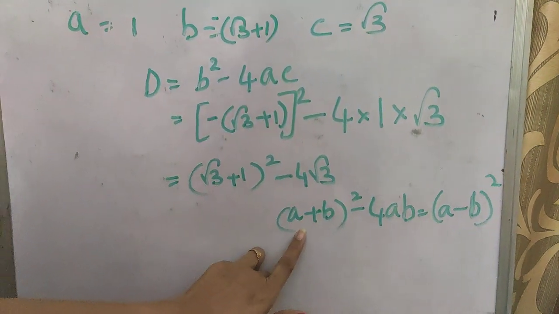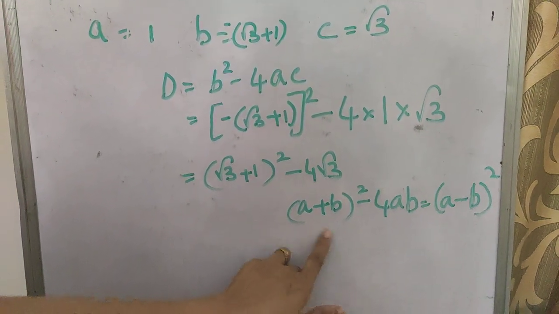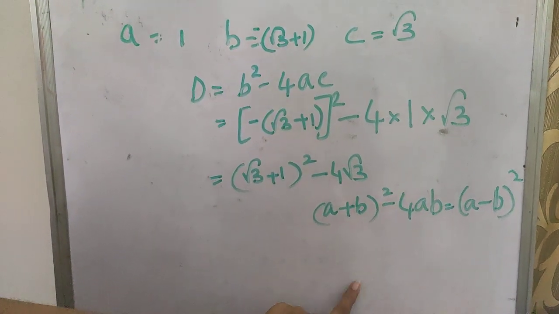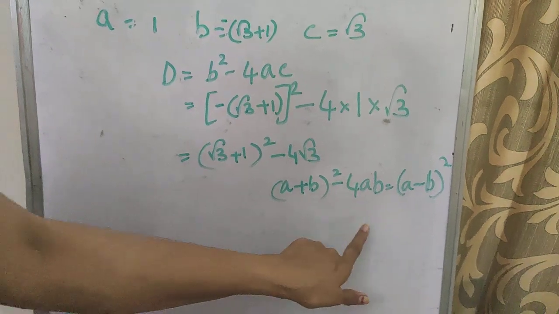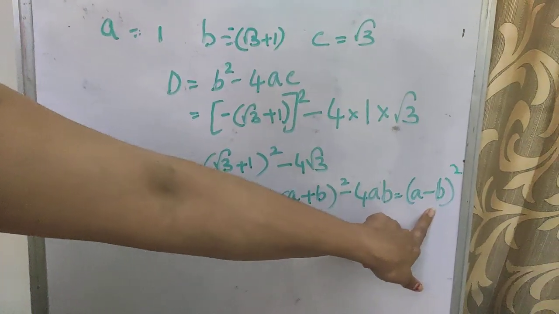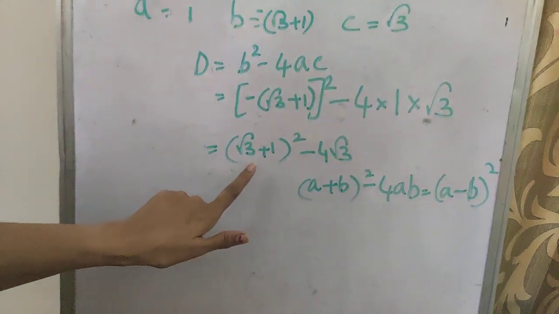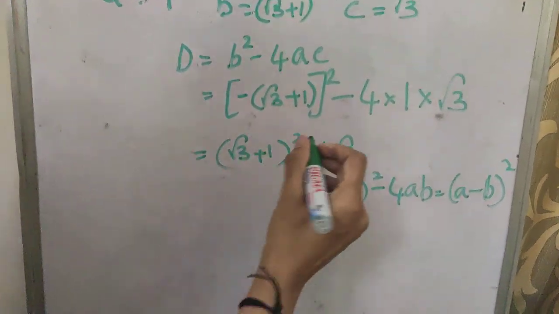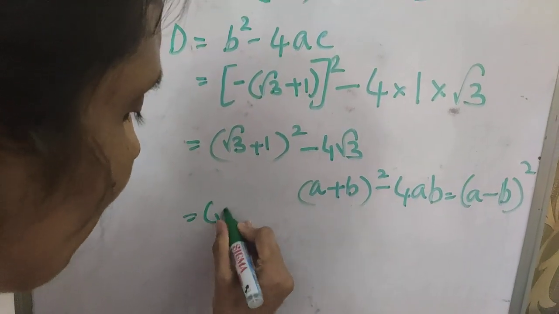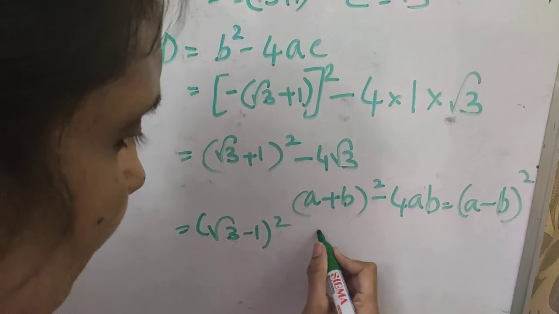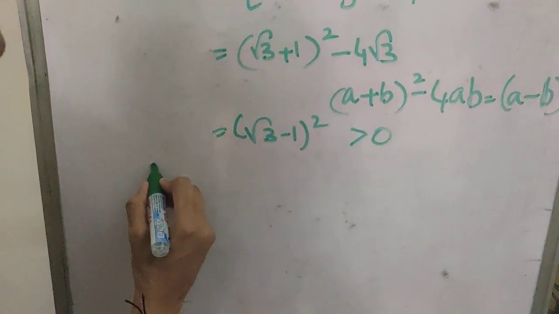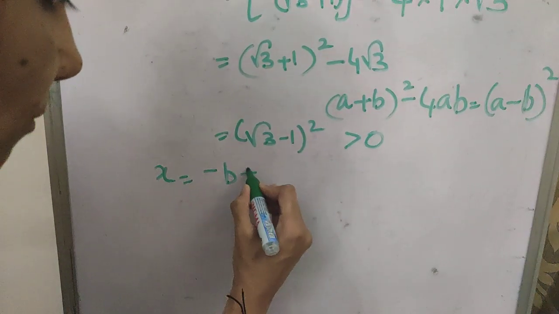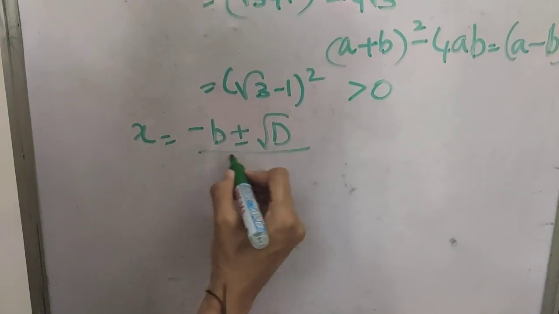How? You expand this, you will get a 2ab. This 2ab minus 4ab is minus 2ab. So you will get a square minus 2ab plus b square, which is nothing but a minus b whole square. So if I connect that to this question, I get this as root 3 minus 1 the whole square. And this is definitely greater than 0. So what are the values? Minus b plus or minus root d by 2a.